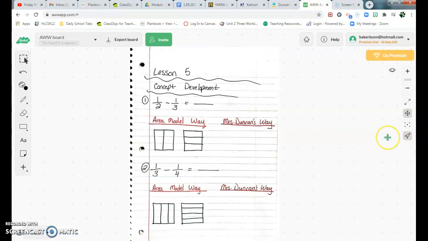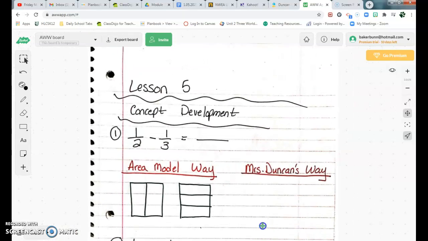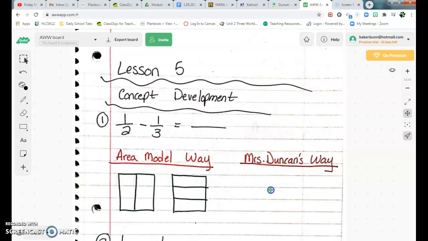All right, guys, welcome to Module 3, Lesson 5, Math Notes. Today we're focusing on using strategies to subtract fractions with unlike denominators. Now, I do not have any warm-ups today. We're going to jump right into the math notes.